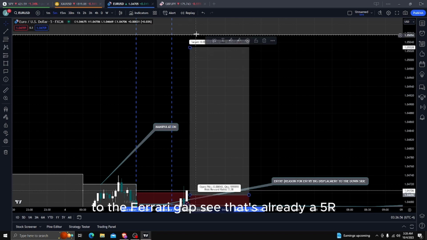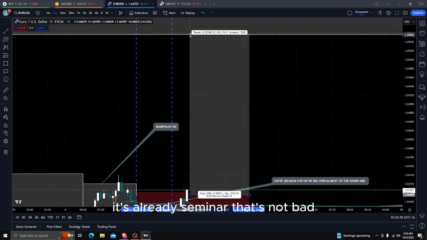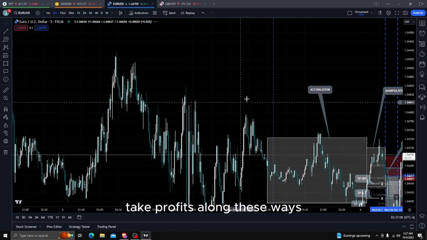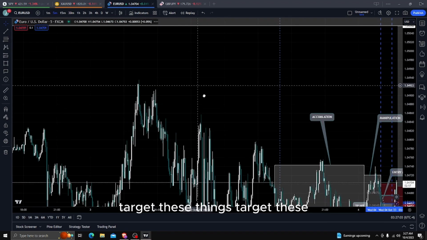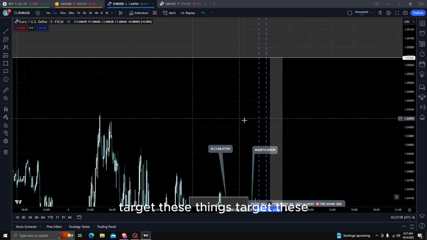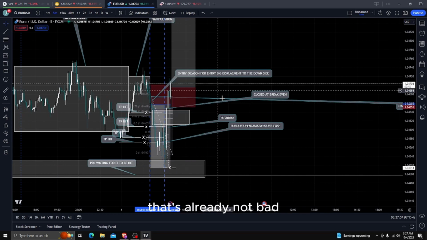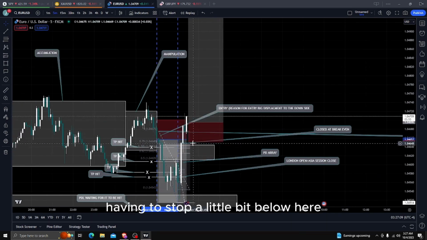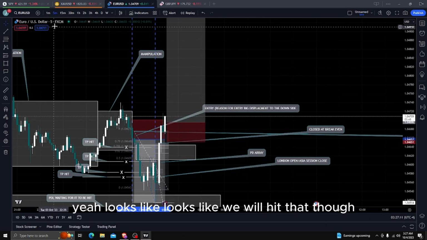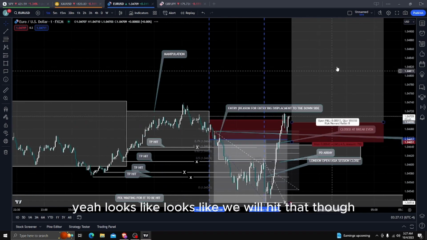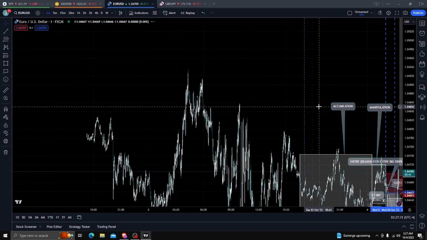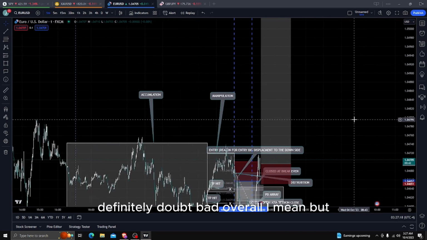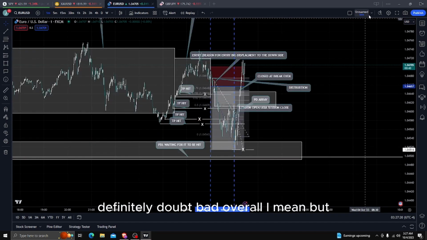See, that's already a 5R. It's already 7R. That's not bad. Take profits along these ways. Target these things. That's already not bad, having your stop a little bit below here. Yeah, it looks like we will hit that though. It's not bad. Definitely not bad overall.